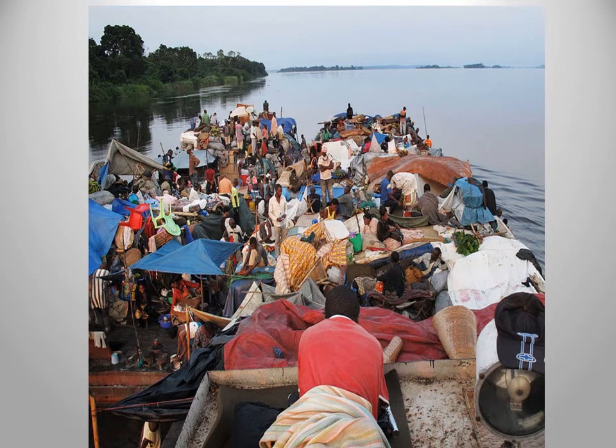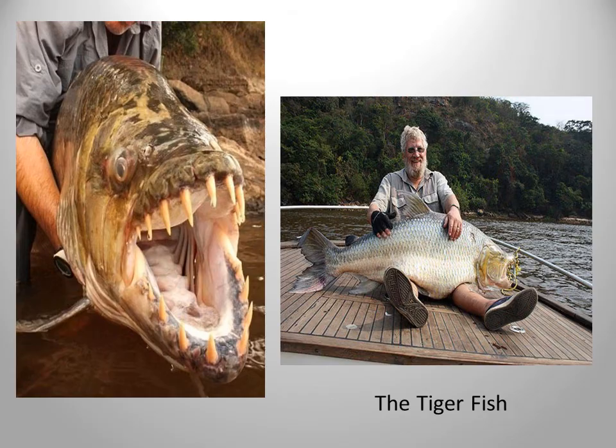And this is the type of boat that you would find on these waterways. Very overcrowded, very poorly made. There are a lot of deaths reported along that Congo River very often. Not daily, but pretty often. And these are the type of animals that you would find there. The tiger fish. No, thank you.